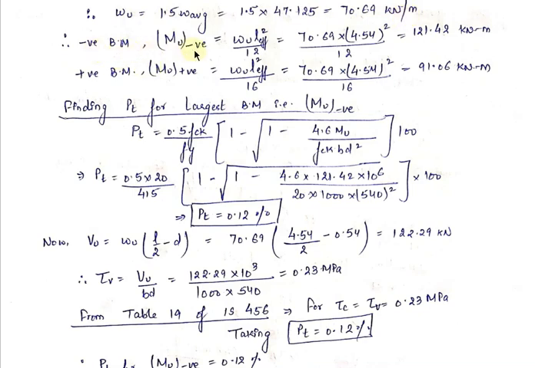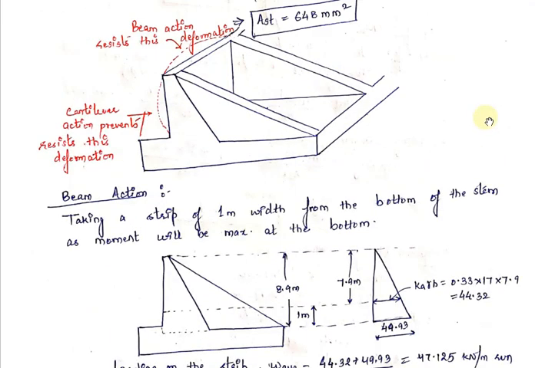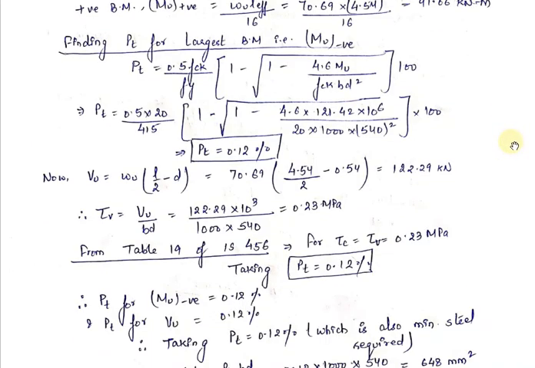Therefore, for the negative bending moment, we will use the same formula which we used in the design of the heel slab. If you want to revise it, I can explain it again. This beam is fixed at both the ends, and if the beam is fixed at both the ends, maximum negative bending moment occurs at the supports, and its value is WL square by 12, and the maximum positive bending moment occurs at the center of the span, which is WL square by 16.